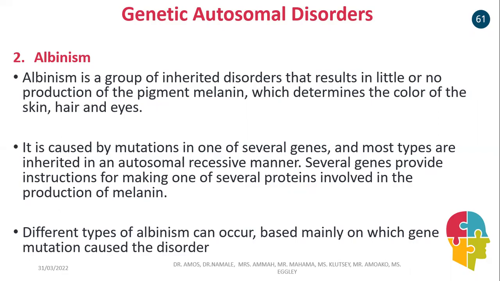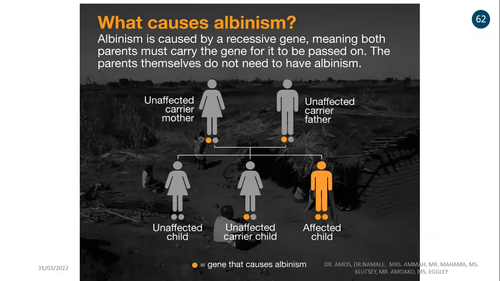Then let's talk about albinism. Remember when we were talking about ocular albinism, we said that results in a lack of pigmentation, either little pigmentation or no pigmentation. Here, the albinism we are talking about is that of the hair and the skin, and it's caused by mutation in one of the genes located in one of the autosomes. Depending on the gene that is affected, we'll have the type of albinism in question. Remember that albinism is also inherited in an autosomal recessive manner.